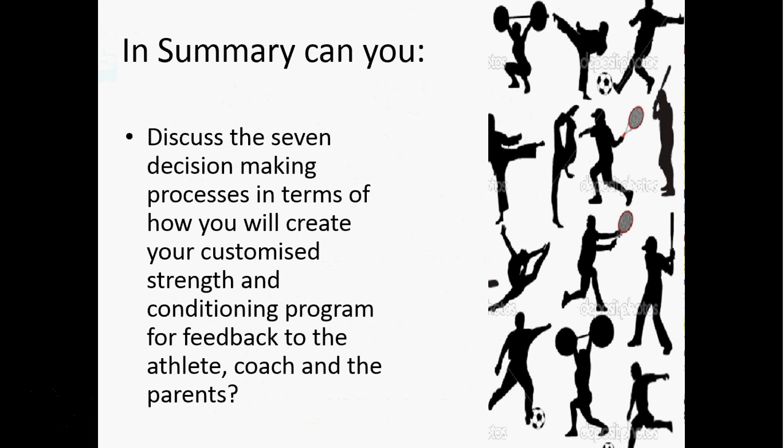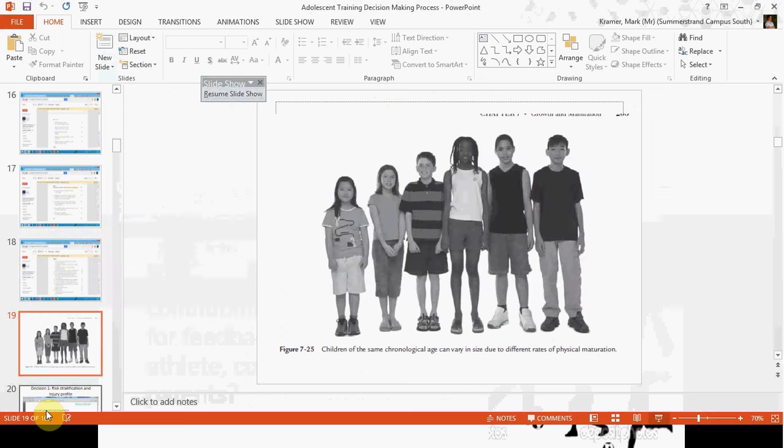And then in summary, for your class assessment purposes, discuss the 7 decision-making processes in terms of how you will create your customized strength and conditioning program for feedback to your athlete, coach, and parents. And that could be your question that you get.